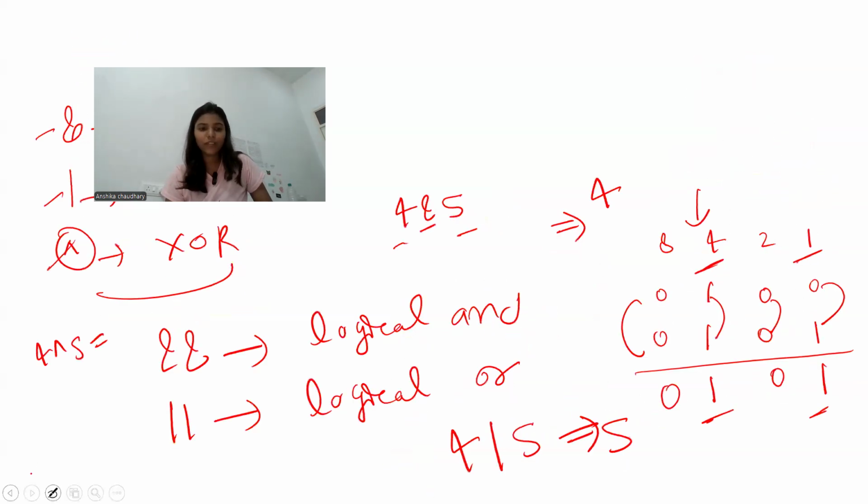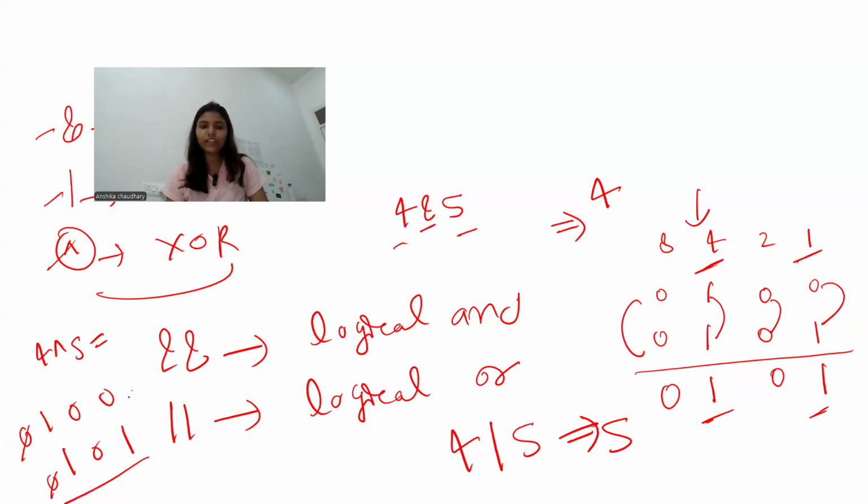Same thing we need to perform here, 4 and 5. What is the binary code for 4? It is 100. And for 5, it is 101. The leading 0 doesn't matter. If you are taking it, then okay. If you are not taking it, then also okay.